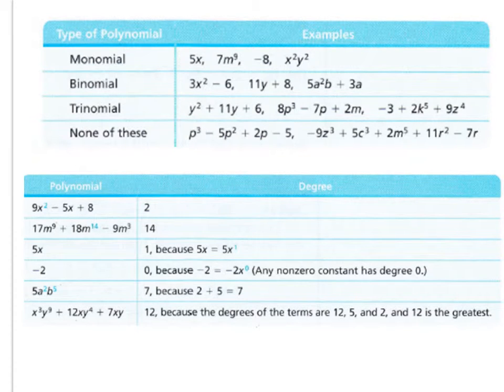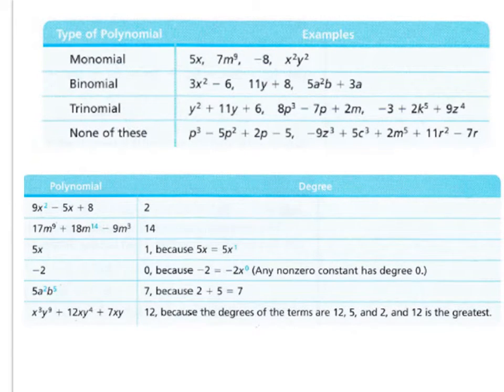The degree of a polynomial is the highest exponent, so this is a second degree. This is a 14th degree. This is first degree. Now a plain x really has a 1 as the exponent. A negative 2 has a 0 for the exponent, so it's a 0 degree.